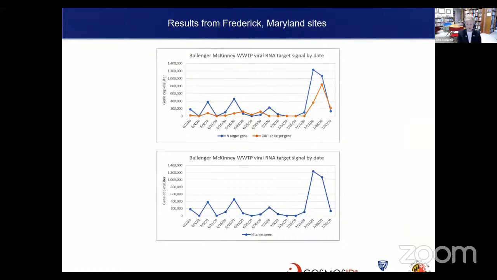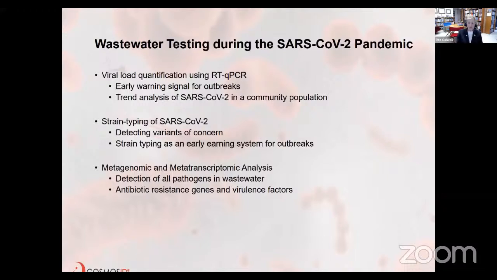And we were able to show that in July, there was a very big increase in the sewage plant samples that we tested in Frederick, Maryland. And sure enough, about a week later, cases of COVID-19 were detected in Frederick, Maryland. Now, we have extended this wastewater testing so that we now can quantify the viral load, use it as an early warning signal for outbreaks that may be occurring in the community well before it's even detected or determined by patients or victims of the COVID-19.